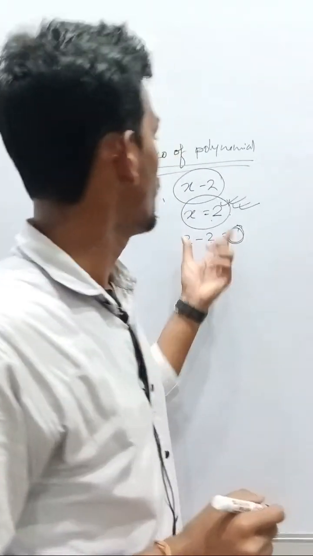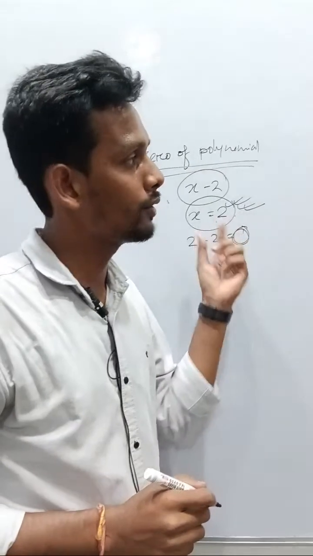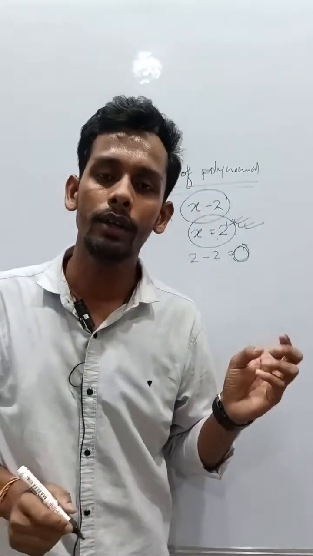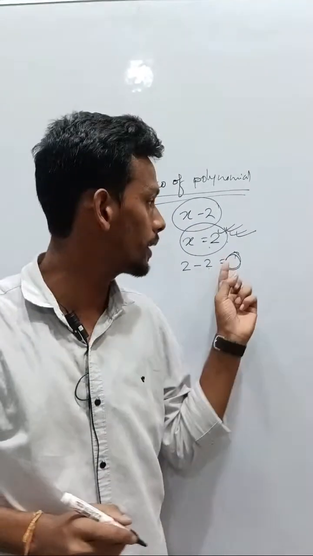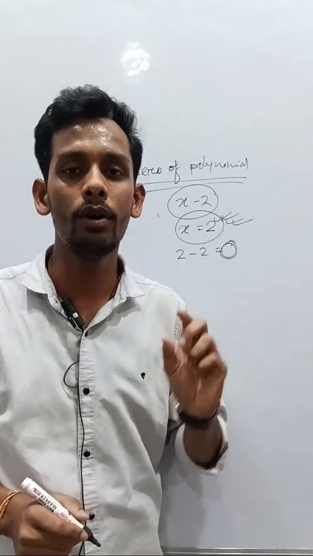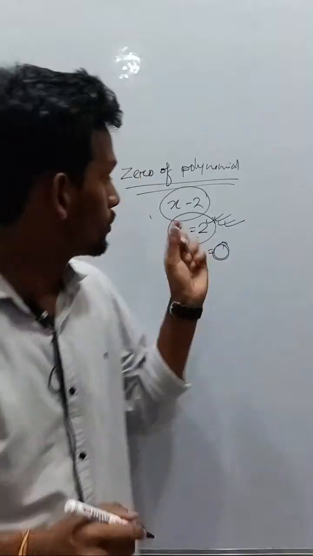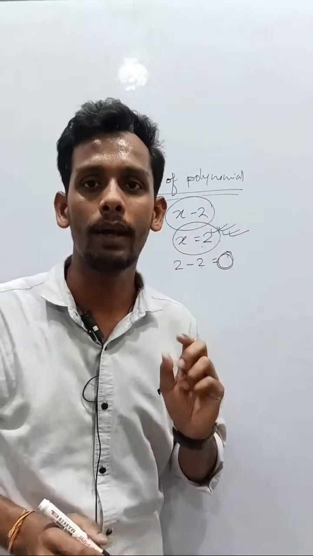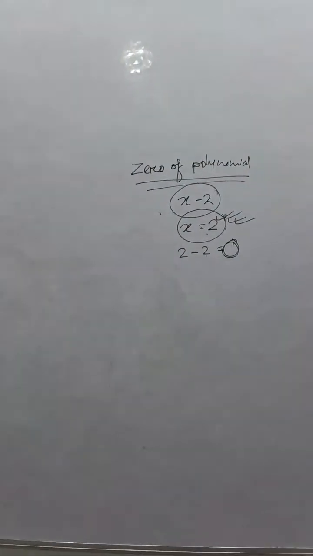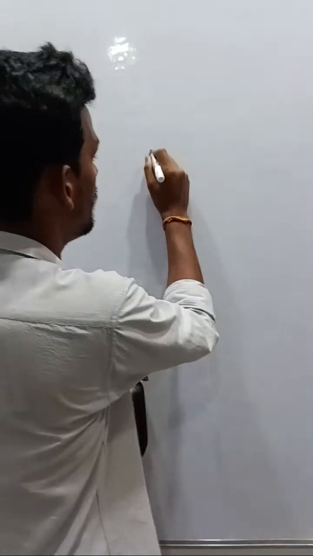This is for the linear type of polynomial. So zero means the same in case of cubic, in case of quadratic, in case of linear, or in all cases of polynomials. For what value of the variable the polynomial becomes 0 is called the zero of the polynomial. Zero means the value of the variable. Okay? So we will learn the linear polynomial first.